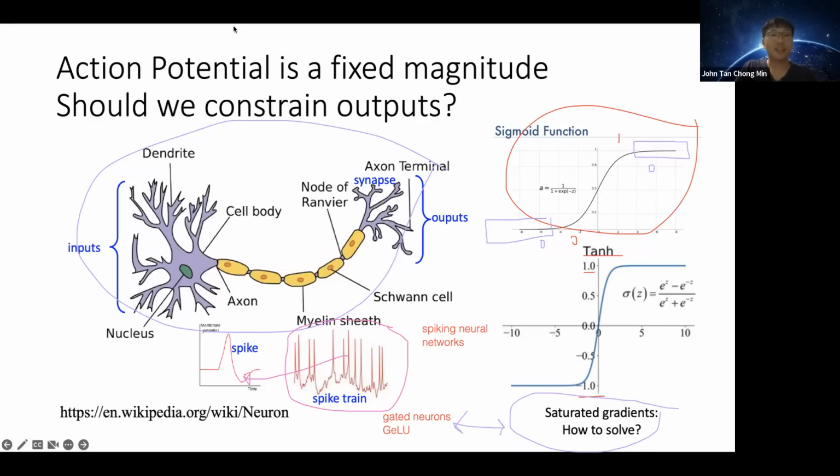I think the current neural networks are not very closely related to neurons, but they work. So that's why everyone's using them. But maybe there could be some benefits in looking at all these kinds of alternatives.